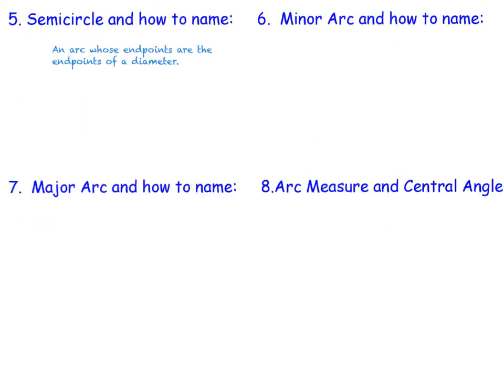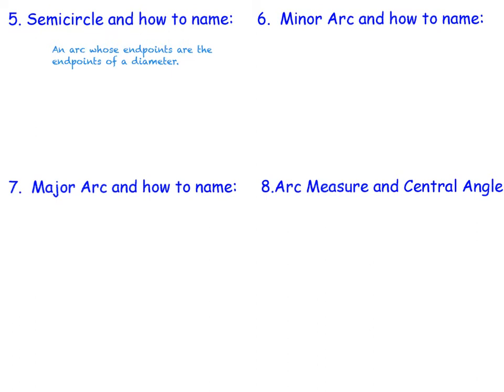All right, so for our first definition here, a semicircle and how to name it. A semicircle is an arc whose endpoints are the endpoints of a diameter. So you want to write that definition down: an arc whose endpoints are the endpoints of a diameter. All right, so let's see what that's going to look like.